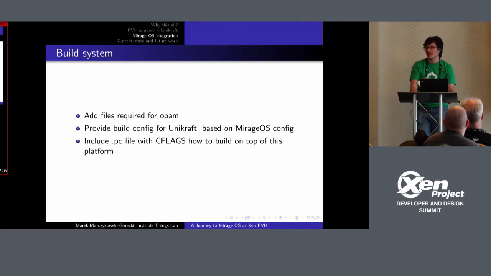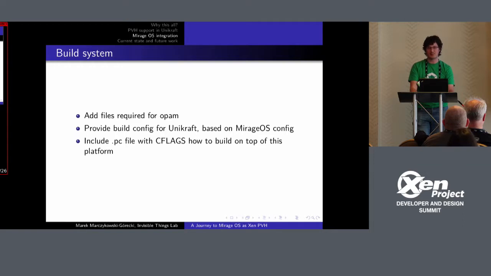But not much more, which means, for example, there is no easy way to pass configuration to Unikraft, and also Unikraft requires some Unikraft-specific makefile when you want to build something in Unikraft. But when you want to build something with Mirage, you end up with different kinds of makefiles.